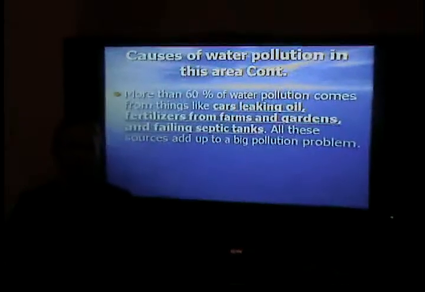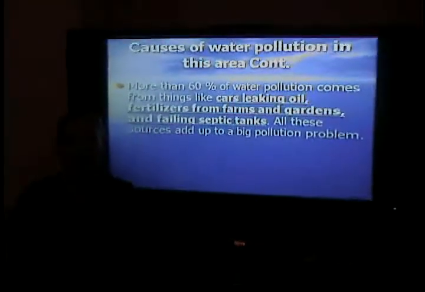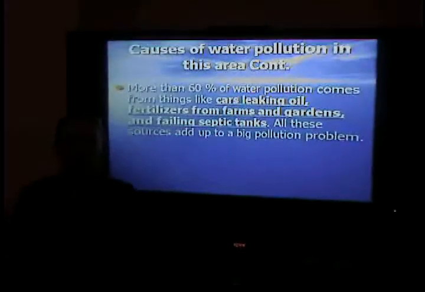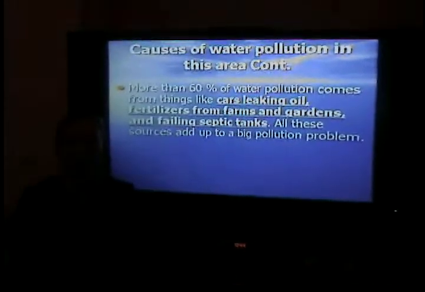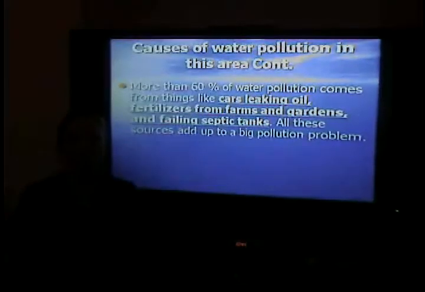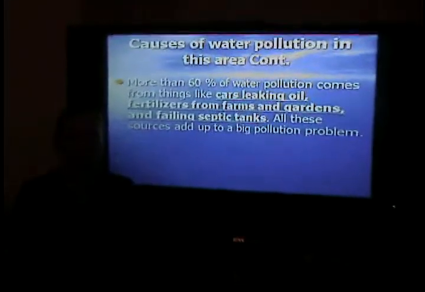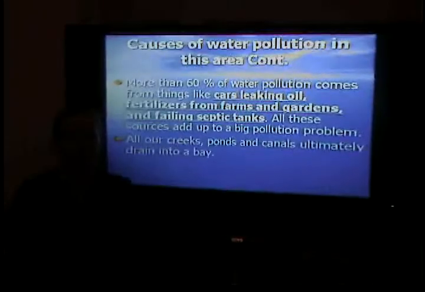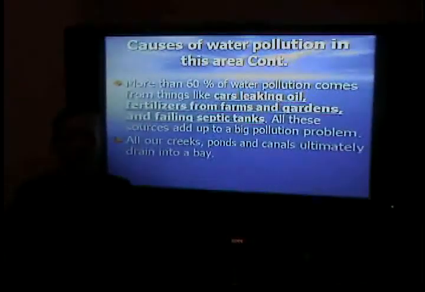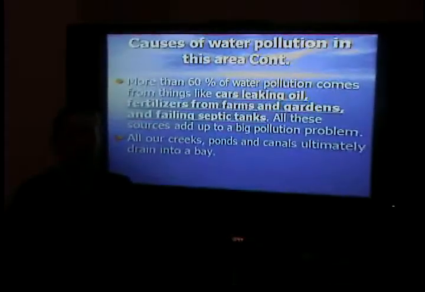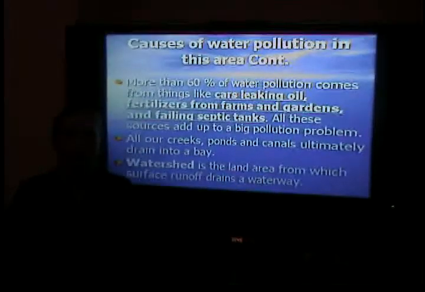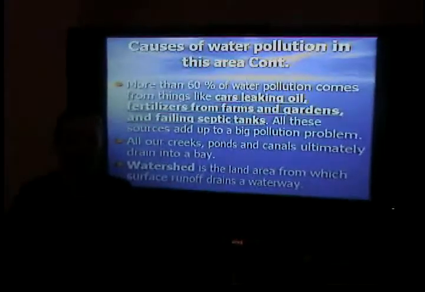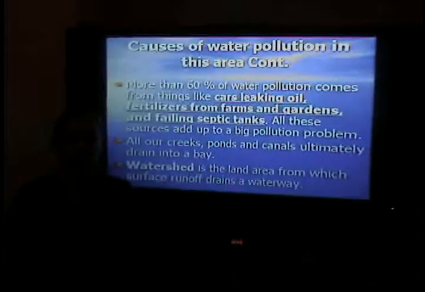More than 60% of water pollution comes from things like cars leaking oil, fertilizers from farms and gardens, and failing septic tanks. All these sources add up to a big water pollution problem. All our creeks, ponds, and canals ultimately drain into the bay. Watershed is the land area from which surface runoff drains a waterway.